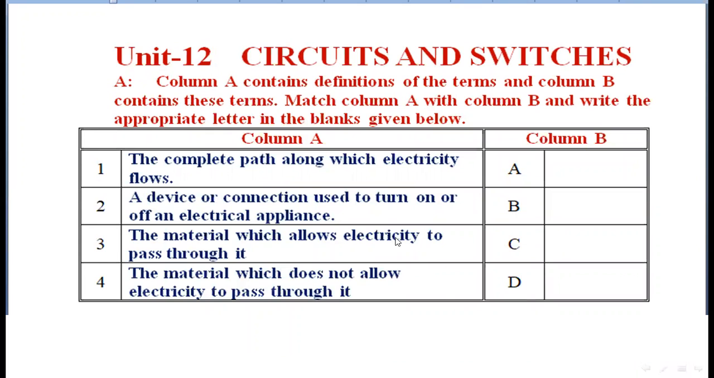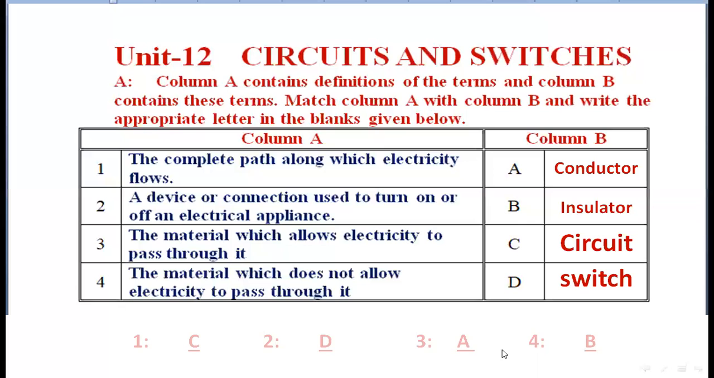Okay, now we are going to revise the exercise. Column A contains the definition of the term and column B contains all these terms. So match column A with column B. The complete path along which electricity flows is called a circuit. A device or connection used to turn on and off electrical appliances is called a switch.